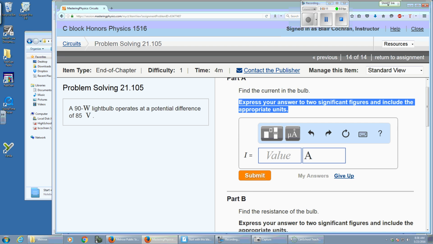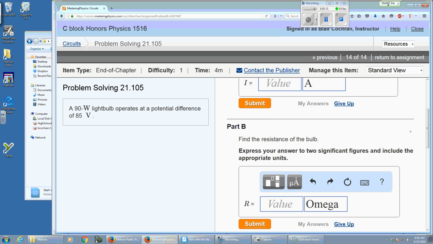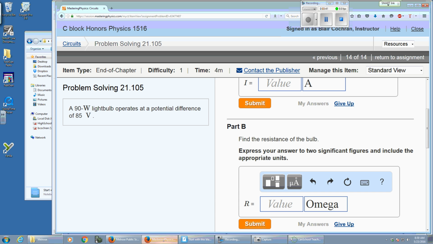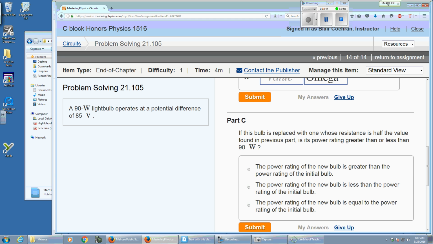Then you scroll here and you say, oh, now they want R. Do I have a form of my equation that relates power, voltage, and resistance? P equals V squared over R, and you have the P and the V, and all you're left with is the R. Then you just use the same factors to do the bottom part, where the bulb is replaced with one whose resistance is half the value found in the previous part.